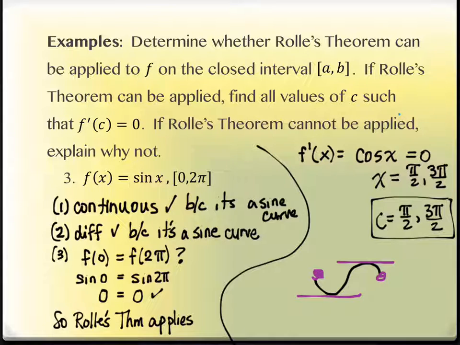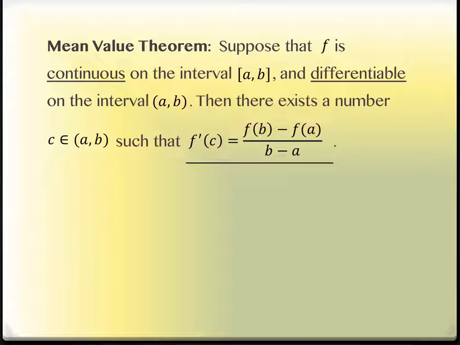It's at 1/4 of the way and 3/4 of the way. Yeah, it has to do with the period of the function. Okay, we're generalizing now. Mean value theorem.